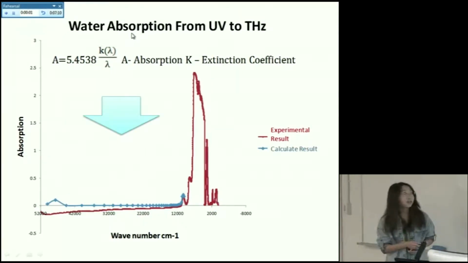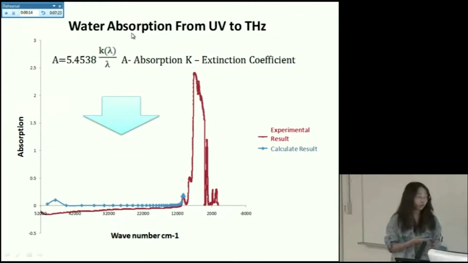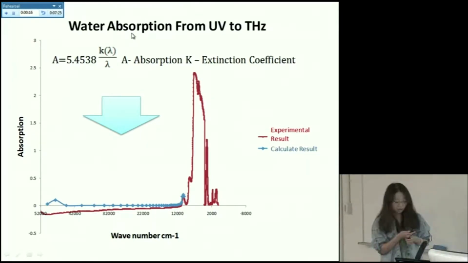So based on this equation, here A refers to the absorption of water, and kappa means the extinction coefficient, related to the previous reference I showed. We estimated the absorption of water in the UV and visible region, the blue line shown here. So this research can be used for experimental compensation in my later experiments.